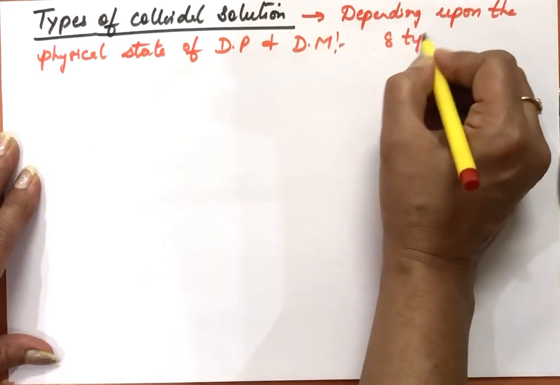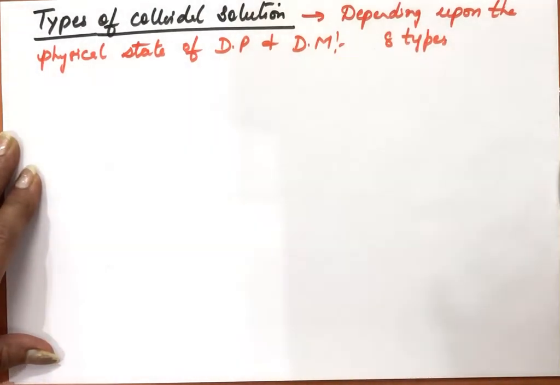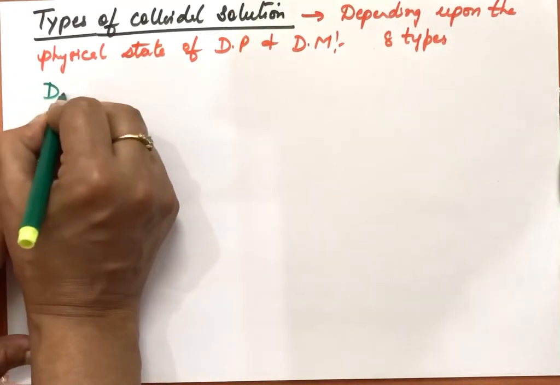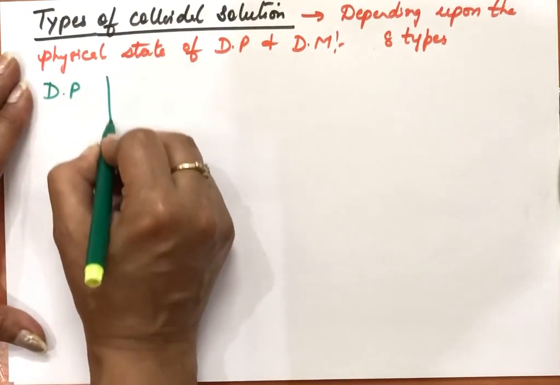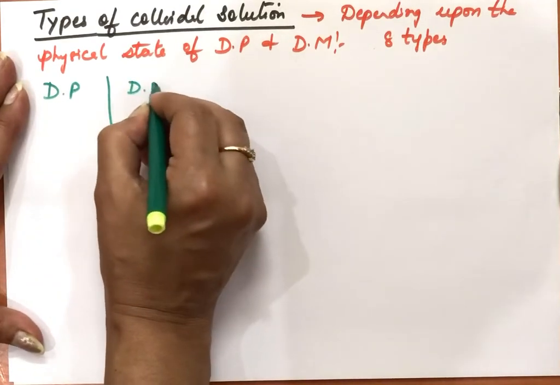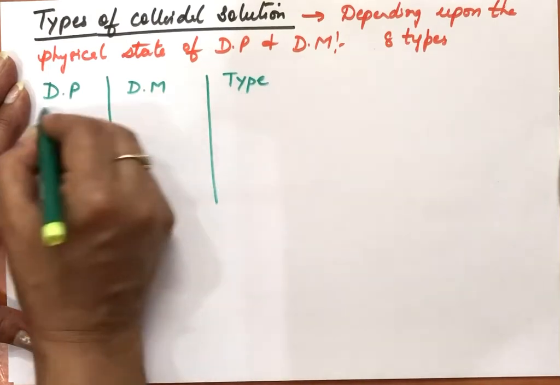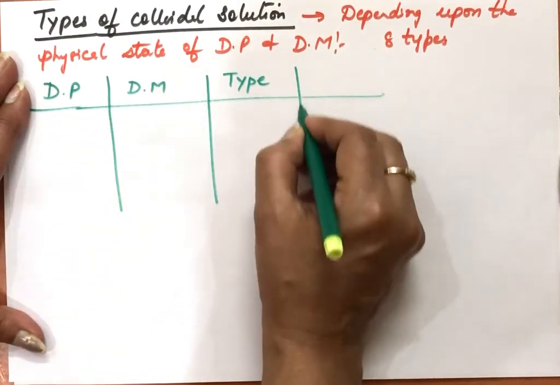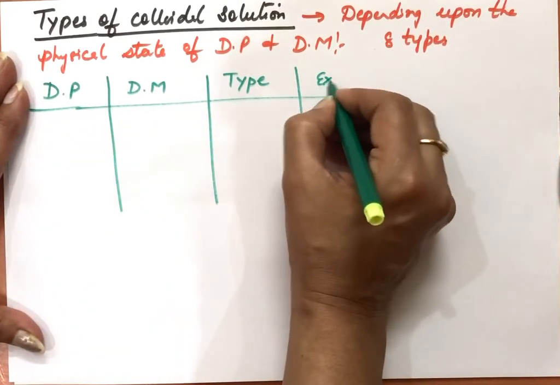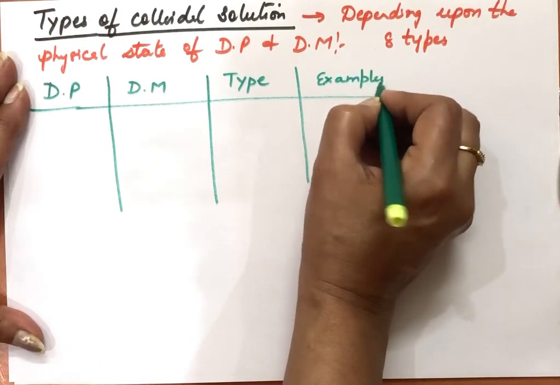So how many types are there? 8 types of colloids are known. In this we are writing them in a tabular form. Dispersed phase, then in the next column I will write dispersion medium. Now they will have specific names here, and then we will write 1 or 2 examples of each type.